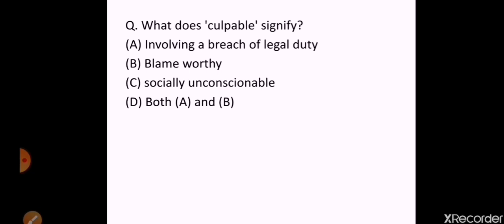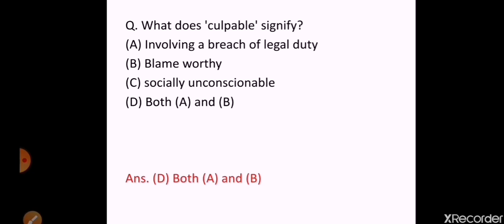So what does culpable signify? Let's see the options. A. Involving a breach of legal duty, B. blameworthy, C. socially unconscionable, D. both A and B. So the correct answer is option D, that is both A and B. So culpable signifies involving a breach of legal duty and blameworthy. So you must notice this question. This has been asked in the Chandigarh ADA examination 2015.